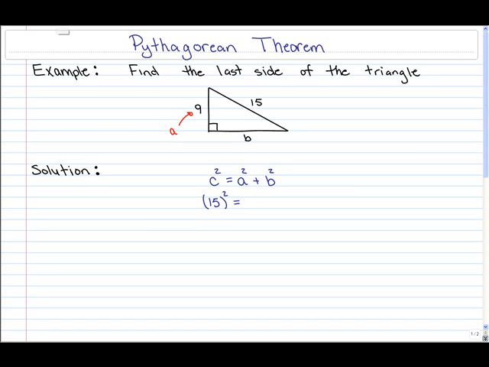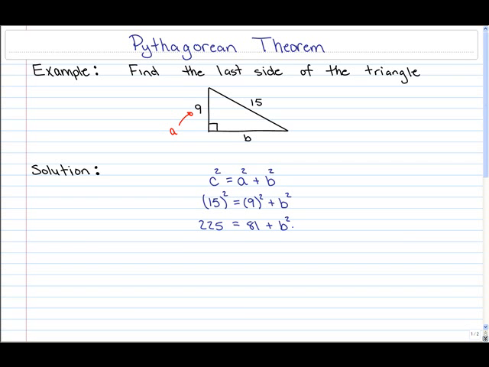So we're going to substitute our information in. A here is given to be 9. We're going to square that, and then add B squared, and B is what we're trying to figure out. So B is the unknown, and we want to solve for B. So we're going to square both of those numbers. 15 squared gives us 225. 9 squared gives us 81, and plus B squared.